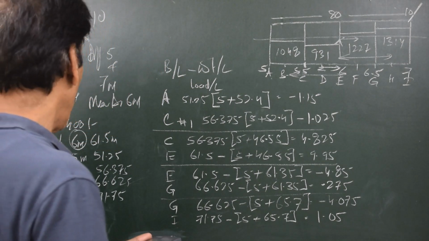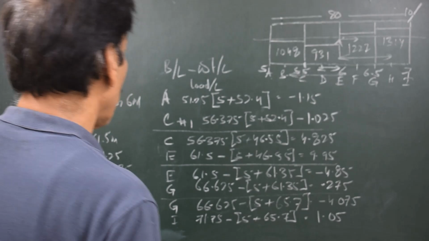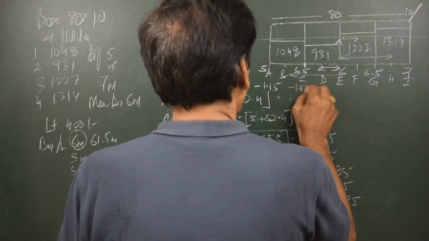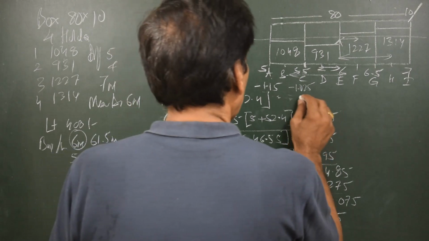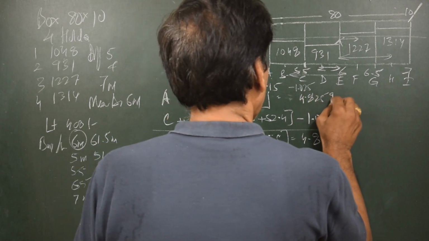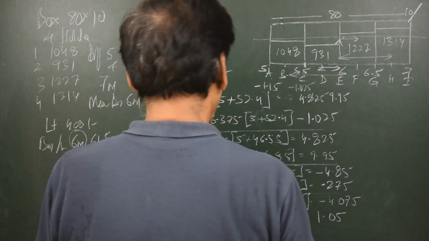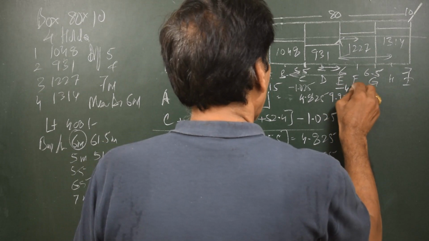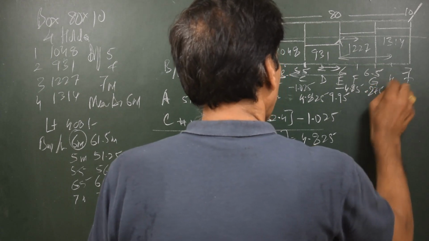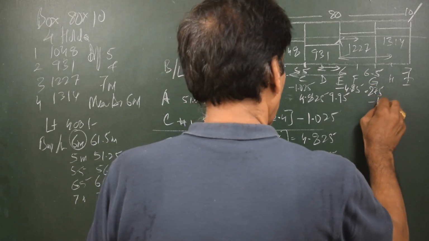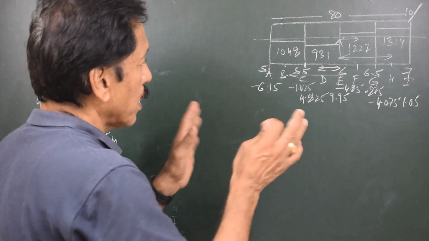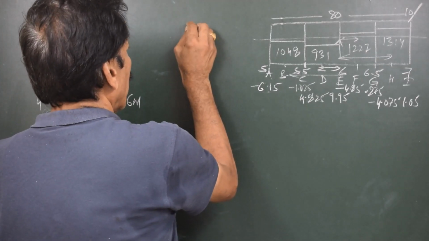So these are the values of the load curve. I can write these values over here. At C, inside hold number 1, it is minus 1.025. In hold number 2, it is 4.825 and 9.95. And in hold number 3, it is minus 4.85 and 0.275. And hold number 4, it is minus 4.075 and 1.05.